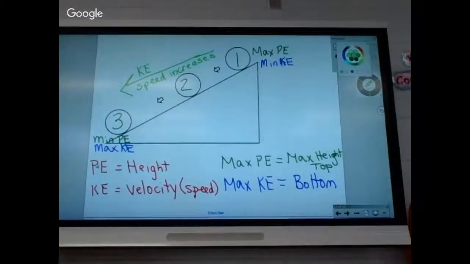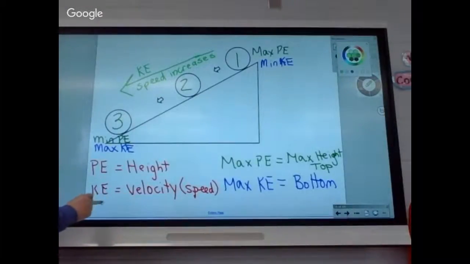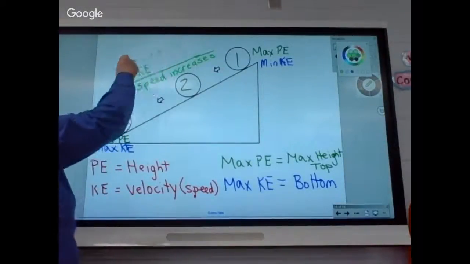So the speed increases. As you go downhill, let's think about a car. Has everybody ridden in a car? If you go downhill, does the car go faster or slower? It goes faster. If you're driving and you don't want it to go faster, what do you have to do with your feet? Press the brake. So if we go downhill, our speed increases. What did we say speed was the same as? It's the same as velocity or kinetic energy, right? So kinetic energy does what as we go downhill?